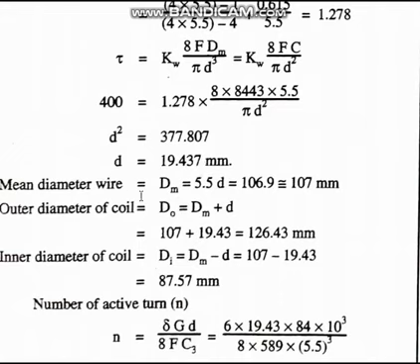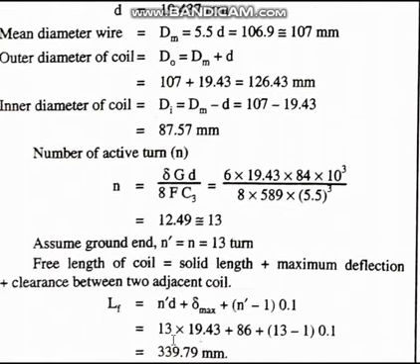Then the mean diameter will be, from the spring index, C is equal to dm by d, otherwise dm is equal to C into d. So 5.5 into d, this comes to 106.9 or 107. Okay, outside diameter, inside diameter, all this, and number of active turns. For number of active turns, the other formula you will use, delta formula. So from the delta formula, if you substitute, you will get number of turns as 12.49 rounded to 13.